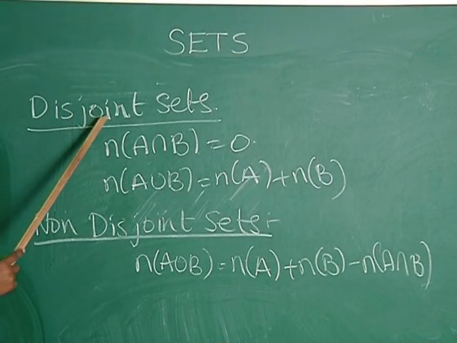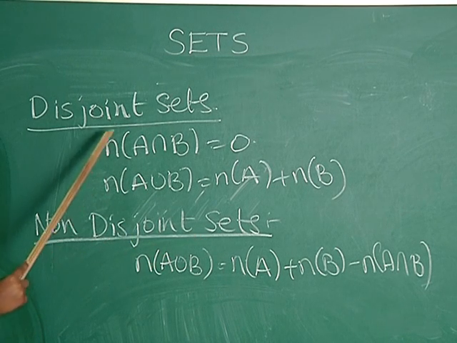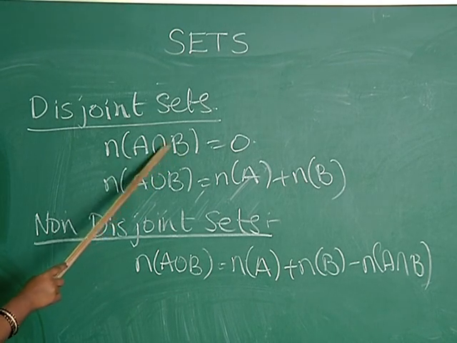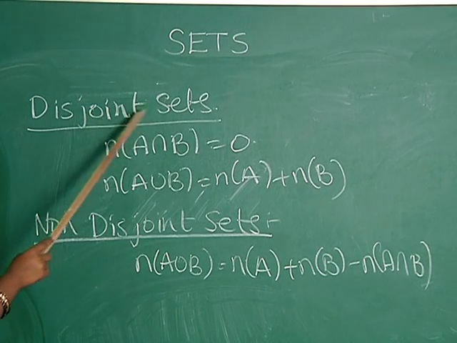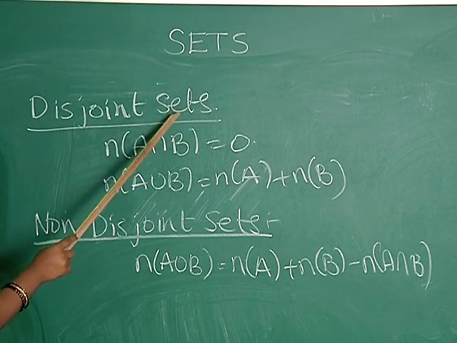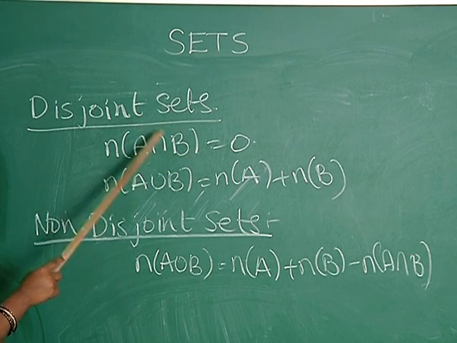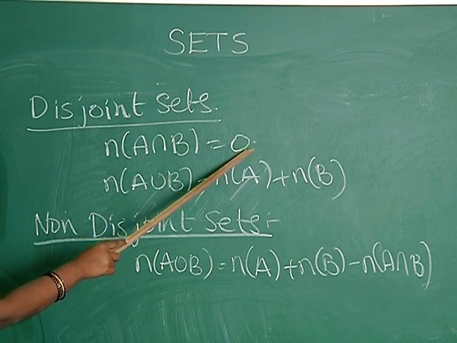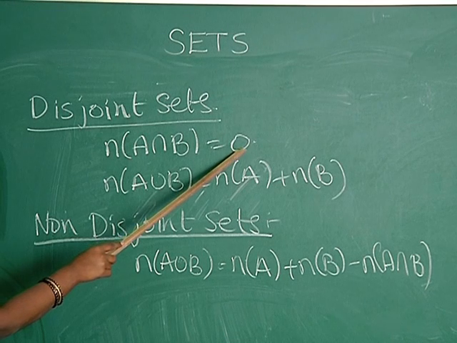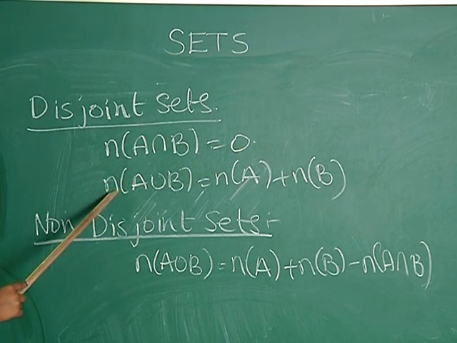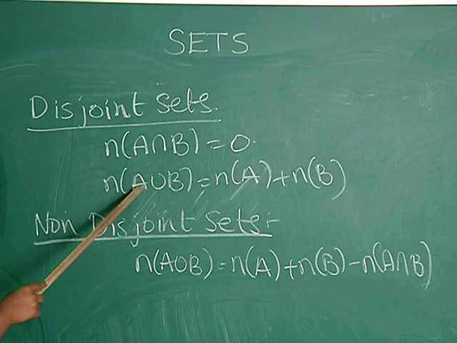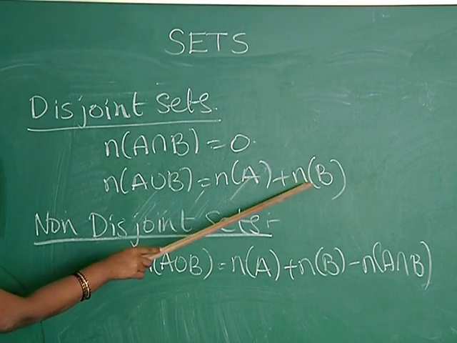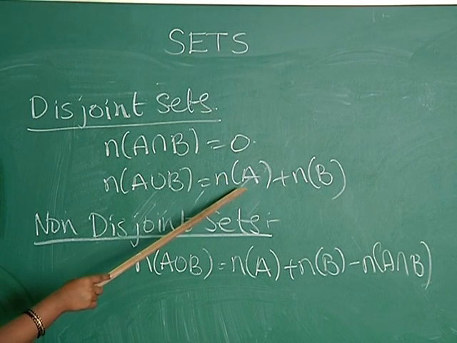So, the last topic is disjoint sets and non-disjoint sets. Disjoint sets: n of A intersection B. If you don't have any common elements, then those sets are called disjoint sets. So once again, if you don't have any common elements, then it is called disjoint sets, and the number of elements in A intersection B is 0. When we don't have elements, the number of elements is 0. So the formula is n of A union B equals the number of elements of A plus the number of elements of B. Both the sides the values will be same.